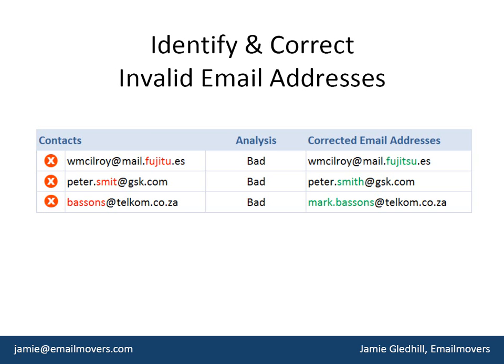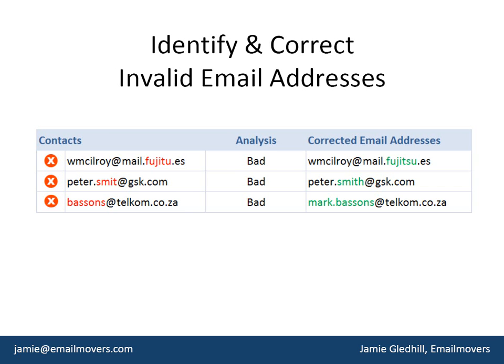And similarly, another example of this here in the third email there, Bassons at telecom.co.za, they just quite simply left the forename out. We knew the forename from looking back at the original data set, and we also know the typology is first name dot surname, so we're able to correct that. That's a very powerful solution there as well.